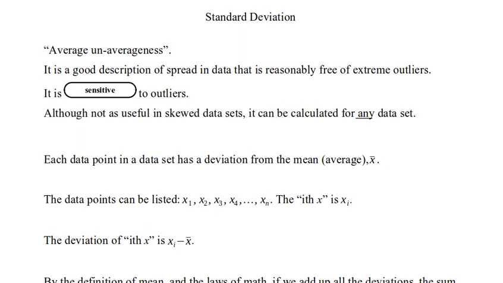If we write out a list of our data points, we've got x1, x2, x3, x4, all the way up to xn. We can talk about any one of them, and by extension all of them, by saying the ith x, we use i because it's indexed, with the notation x sub i. So the deviation of the ith x, and by extension all x's, is x sub i minus x bar. The deviation, of course, is how far that data point is from the mean.